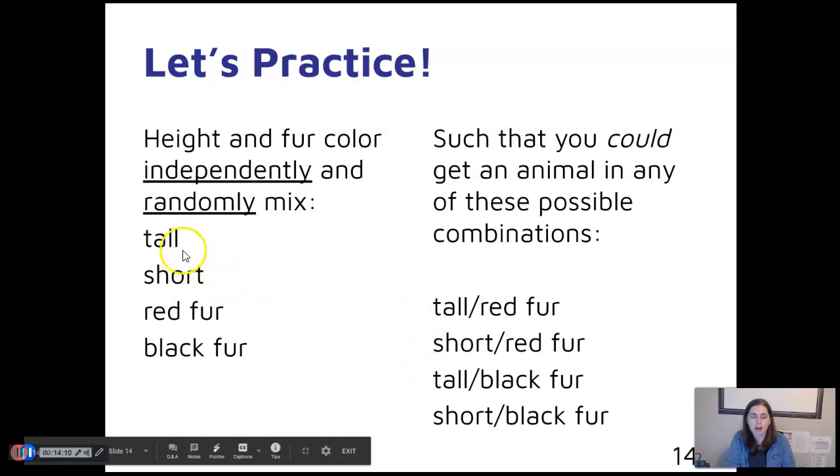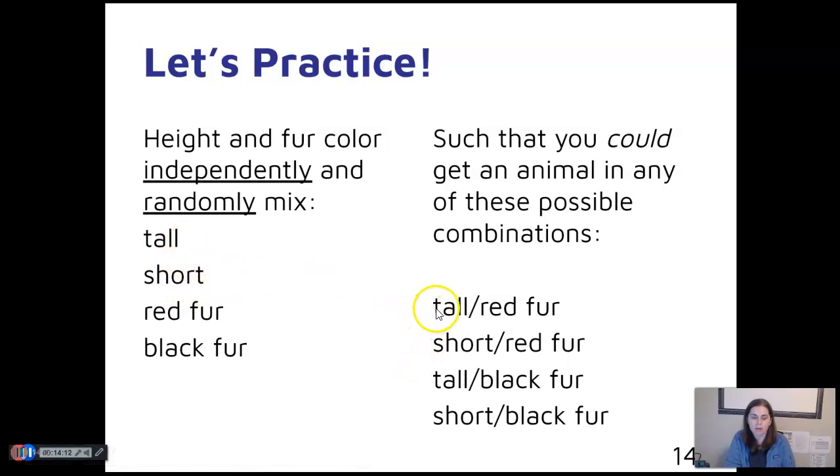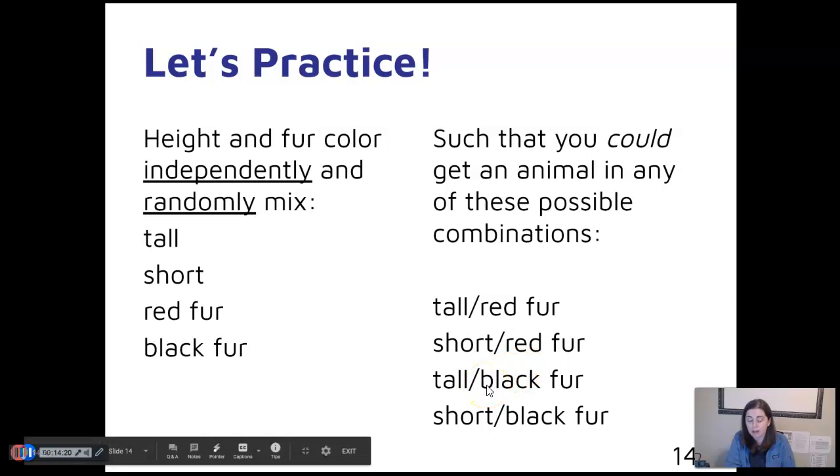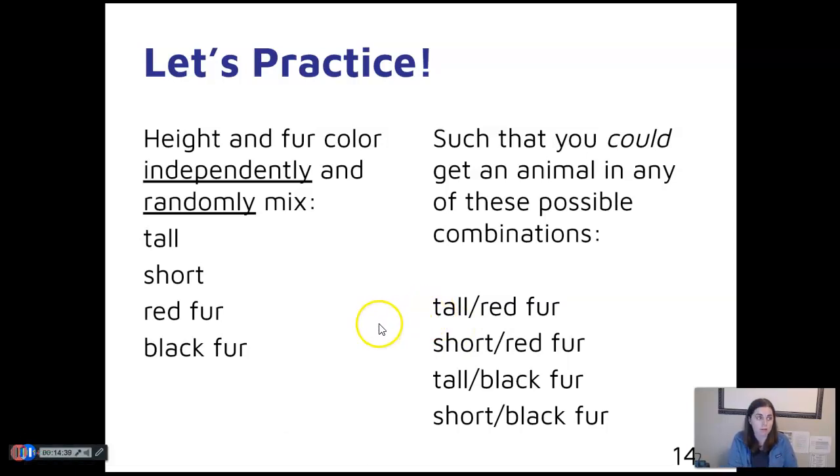Okay, so we take our height first and we can put those out. So we have tall versus short, okay? And then we take the fur. Well, tall can have red fur and tall can also have black fur. It doesn't matter. You can have either. They're not linked together. Similarly, short can have red fur, but short can also have black fur. Okay, so that means you could have any combination. So that's a lot of opportunity for some variation amongst the individuals of the population, which is important.